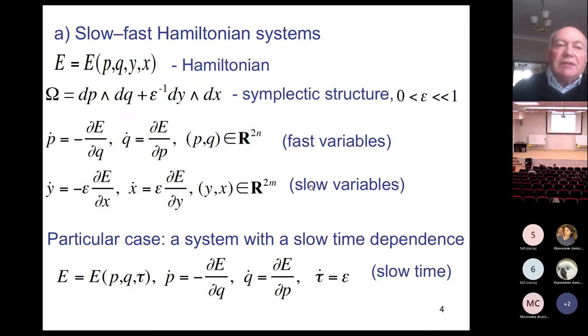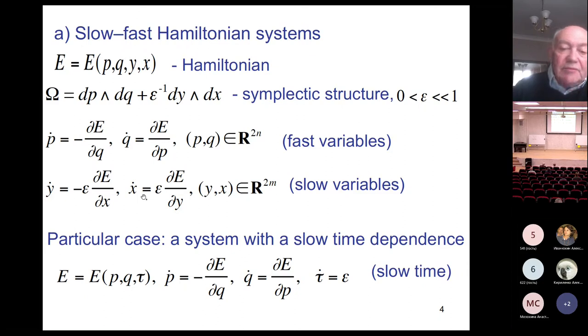I will consider a more general case of slow-fast Hamiltonian systems. This function E is a Hamiltonian, and there are variables of two types. For variables P, Q, the differential equation is the usual canonical Hamiltonian system, and they change with speed of order 1 and are called fast variables. For variables Y, X, the differential equation is again a canonical Hamiltonian system, but the Hamiltonian is epsilon E. So we have epsilon in front of the equations, and these variables are called slow variables.